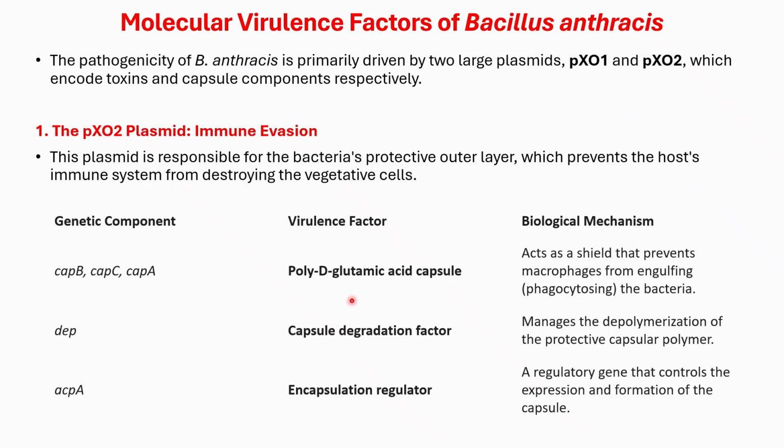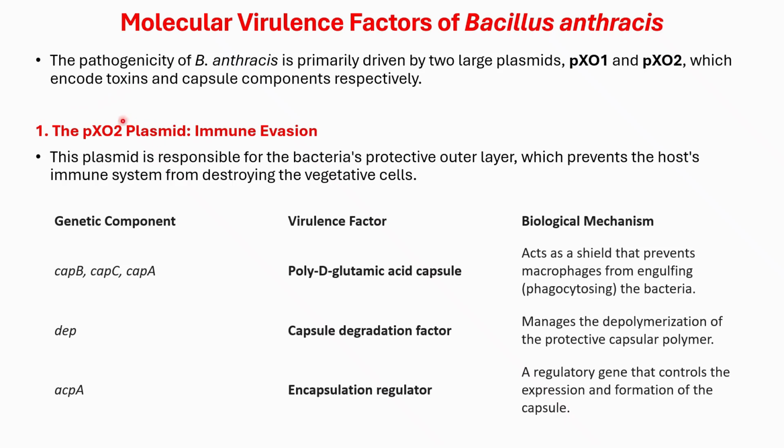It encodes the capsule degradation factor, which plays a role in controlling depolymerization of capsular material. This process is important for capsule remodeling and regulation during infection. Finally, the ACP8 gene functions as a key regulatory element, controlling both capsule expression and capsule assembly in response to host environmental signals. Together, these genes ensure efficient capsule production, regulation and maintenance, making the capsule a major determinant of immune evasion and virulence in Bacillus anthracis.